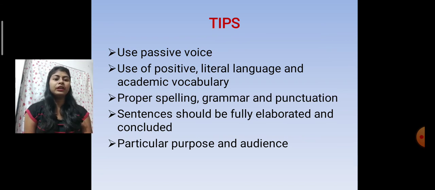Sentences should be fully elaborated and concluded. It should be complex, means the sentence should be complex. Particular purpose and audience. While you are writing formal writing, the piece of formal writing should contain a particular purpose. There should be an objective. Simply you cannot write, right? There is some purpose for it. So there should be a particular purpose, and while writing, you have to keep the audience in your mind.